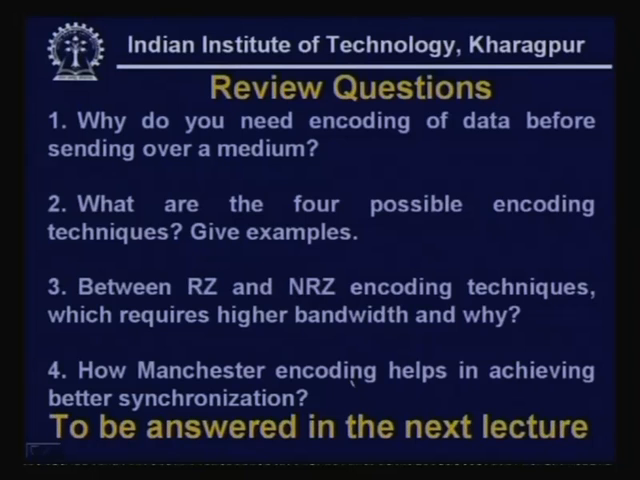In today's lecture we have discussed several schemes like NRZ, RZ and bipolar schemes, and here are some review questions. First question: why do you need encoding of data before sending over a medium? Second question: what are the 4 possible encoding techniques? Give examples. Third question: between RZ and NRZ encoding techniques, which requires higher bandwidth and why? Fourth question: how does Manchester encoding help in achieving better synchronization?